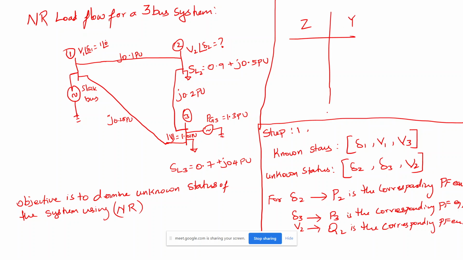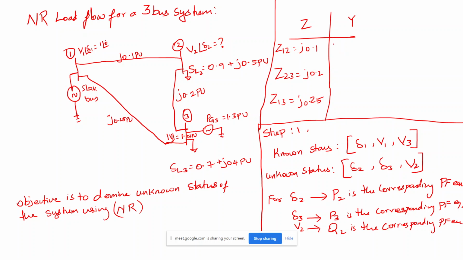So what is Z12? Can anyone tell me what the Z12 value given is? It is j0.1. And what is Z23? j0.2. Good. And what is Z13? 0.25, right? Sorry, j0.25. So this is given for us. These three data we have taken.